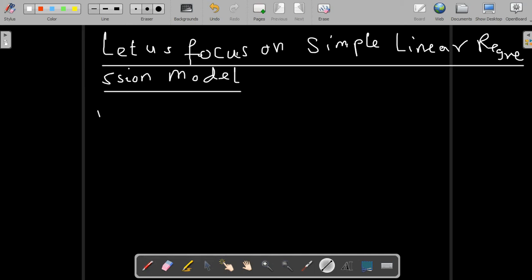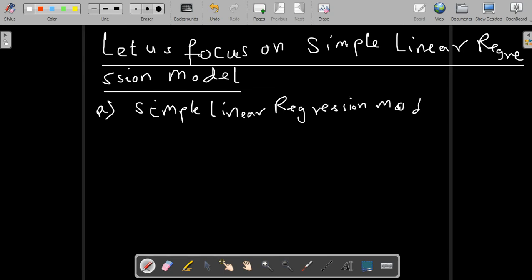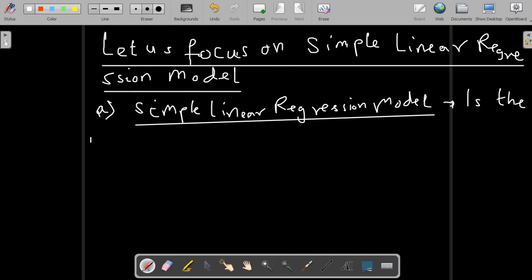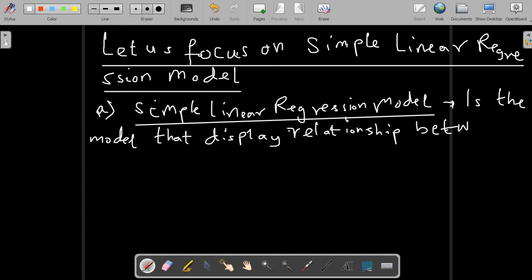So what is the simple linear regression model, by the way? A simple linear regression model is a model that describes the relationship between one independent variable and one dependent variable. So it shows the relationship between y and x, where x is the one that affects y.